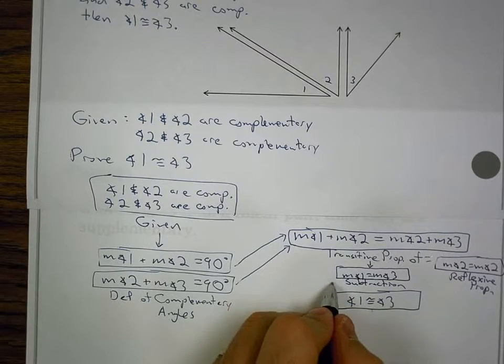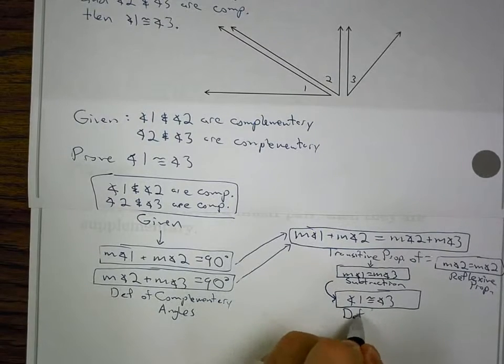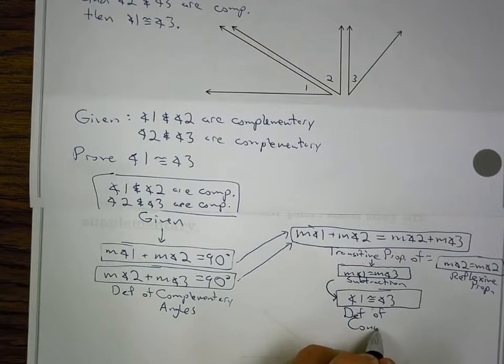And then my last step, I get to them being congruent. And that's an important one. I think I mentioned it already earlier. If they're equal, they're congruent, as well as if they're congruent, they're also equal. That is our definition of congruence.